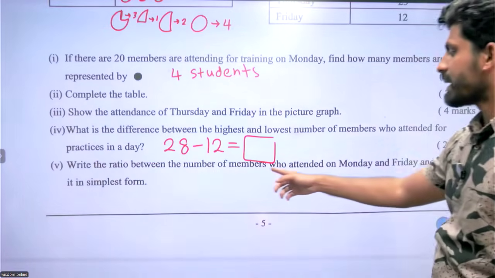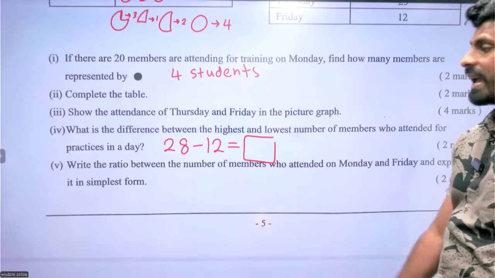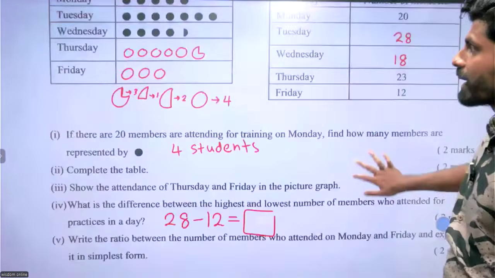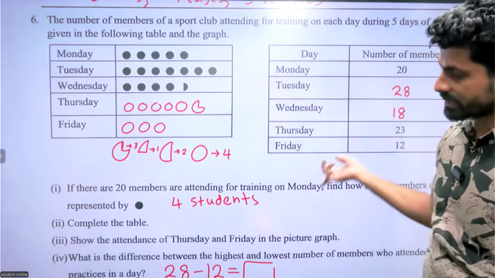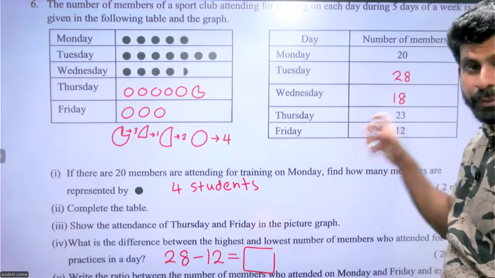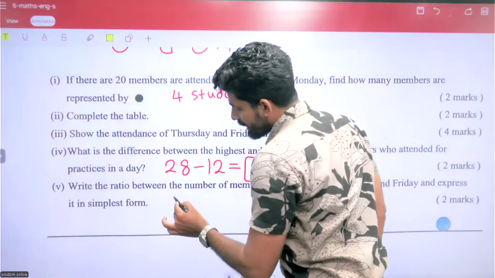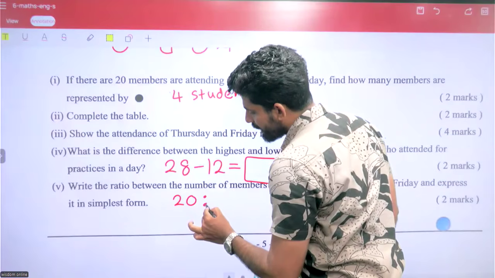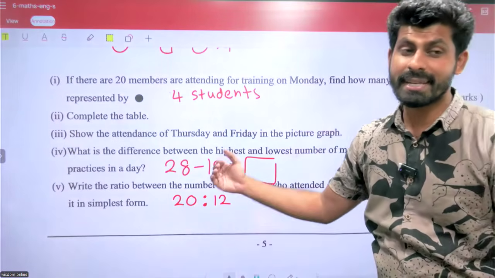Find the ratio between the number of members who attended on Monday and Friday. Ratio. Monday, Friday. Monday to Friday. Monday 20. Friday 12. Monday 20 to 12. 20 to 12. We can simplify.